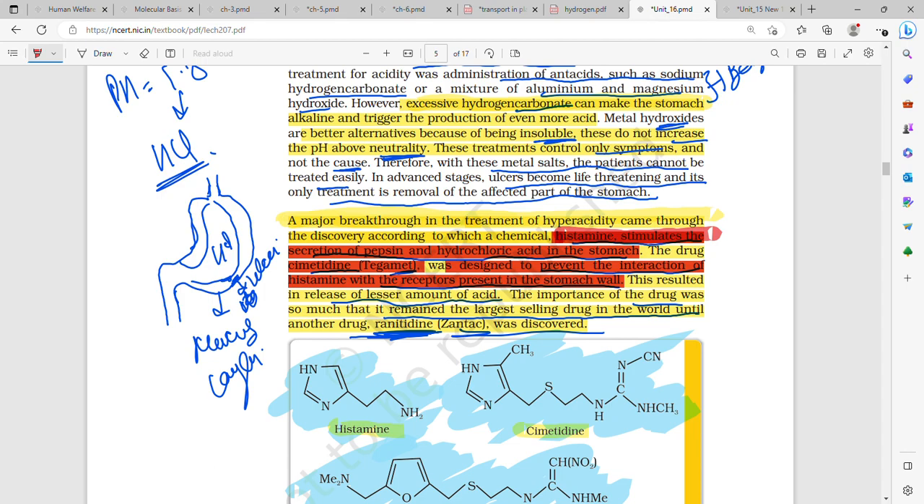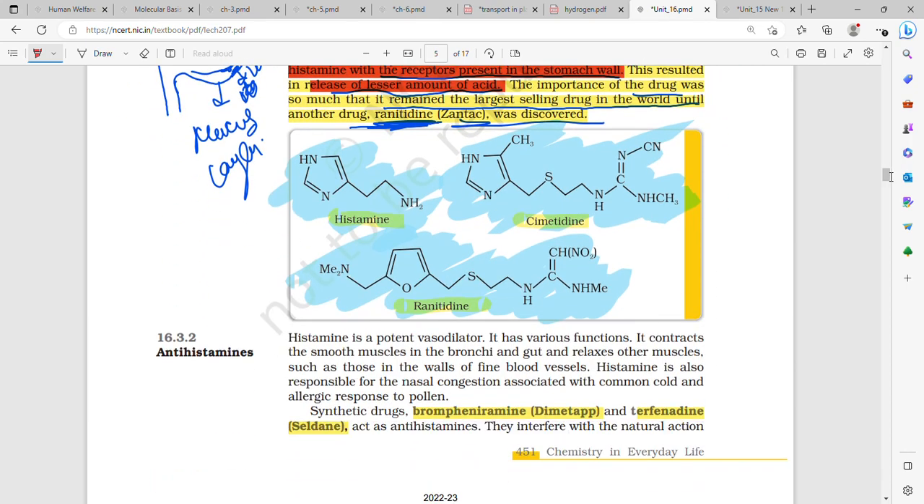So, due to histamine, pepsin and HCl were both released in even more amounts, that is, surplus amounts. Therefore a drug, cimetidine or Tagamet, was designed, which prevented the interaction of histamine with the receptors present in the stomach wall, and this resulted in release of a lesser amount of acid. The importance of the drug was so great that it became the world's largest selling drug until another drug, ranitidine, which you must have heard of, or Zantac, was discovered. These are the structures.